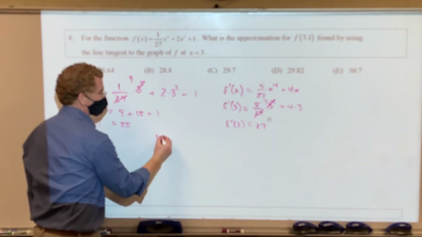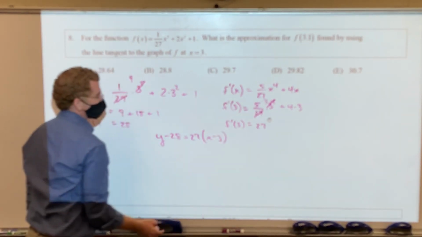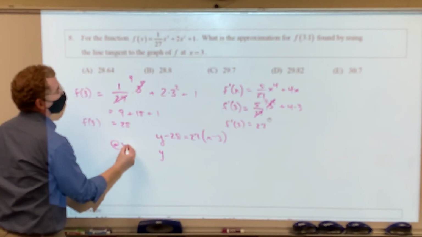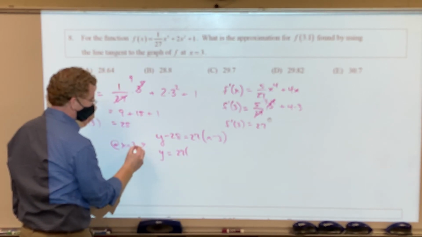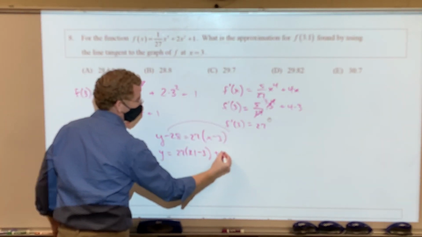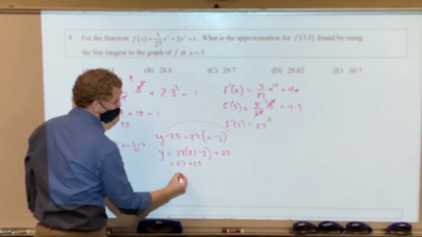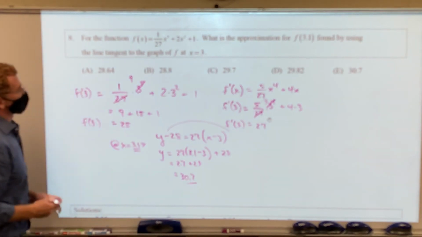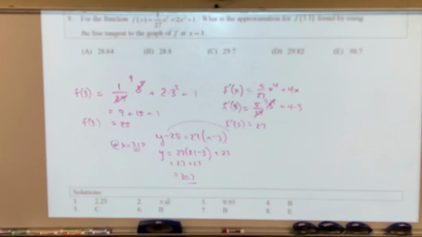So here we go. Here's my equation. y minus 28 equals 27 times x minus 3. So now to do this, at x equals 3, I am going to say 3.1. I'm going to plug a 3.1 in there. I'm going to add this 28 when I'm done, and I get a 0.1 times that, so 2.7 plus 28. And I get E. Are y'all tracking with me? All right. Merry Christmas. I believe that was your homework.